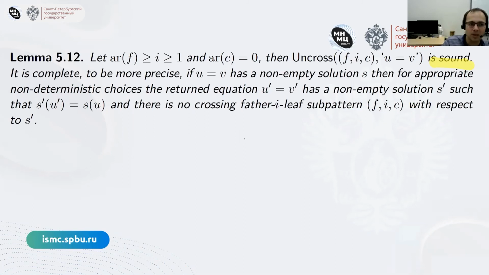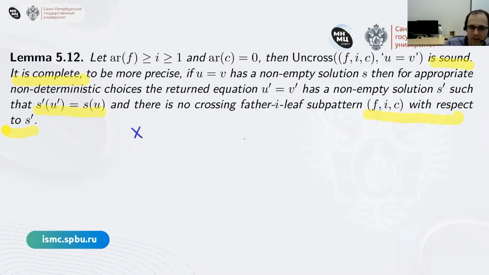But what's important is that it is complete, in the sense that if our equation has a solution, then if we make appropriate non-deterministic guesses, afterwards this FIC is non-crossing with respect to the new solution. Moreover, the terms defined by those two solutions are exactly the same. And this should be intuitively clear.